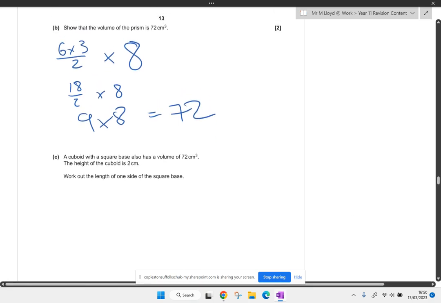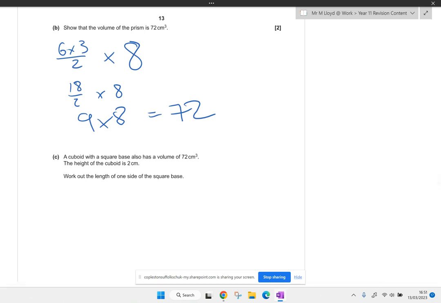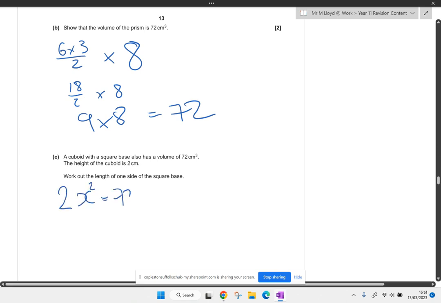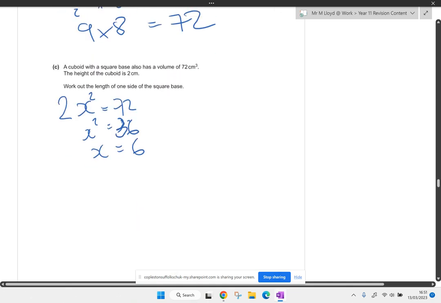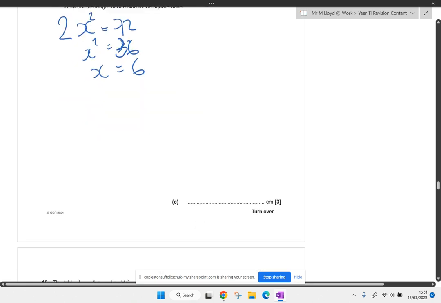A cuboid with a square base also has a volume of 72 centimetres cubed. The height of the cuboid is 2. So we've got 2 lengths that are the same because it's a square, times 2, and that's equal to 72. So we divide that by 2, which gives us, I've butchered writing that, 36. And then we square root it, which gives us 6. So the length of that side is 6.